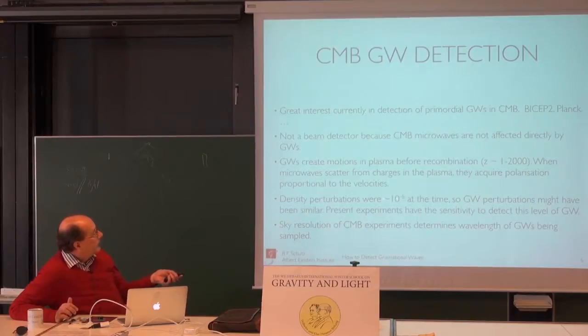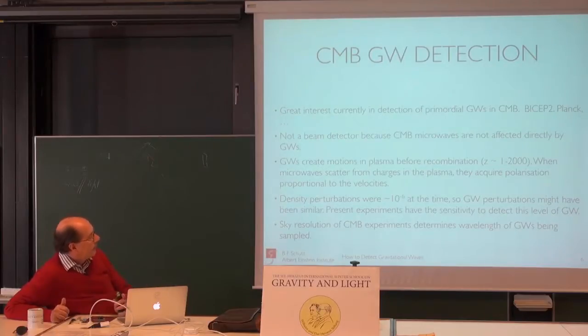The density perturbations were around 1 part in 10 to the 6 at the time. That's all these nice little fluctuations in these wonderful diagrams that come out of CMB observations. So the gravitational wave perturbations might have had a similar amplitude, and BICEP 2 is an experiment that would allow the detection of gravitational waves at that sort of amplitude if they were there.